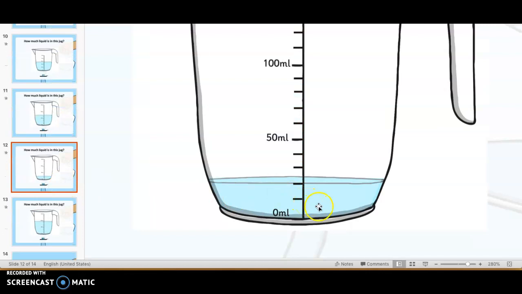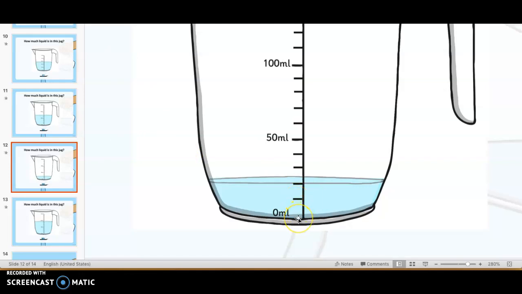And here we go. So now you look at the difference between the known measurements, 0 to 50 mils. So this distance is now 50 mils. And you look at the number of intervals. So there's 1, 2, 3, 4, 5. So now we're going 50 divided by 5. Pause the video if you want to work that out. So that is 10. That means each of these distances is now 10 milliliters.